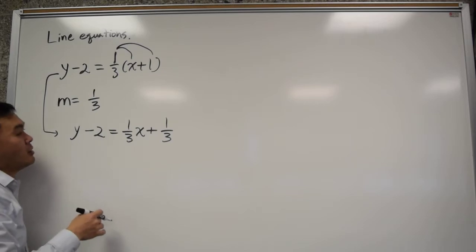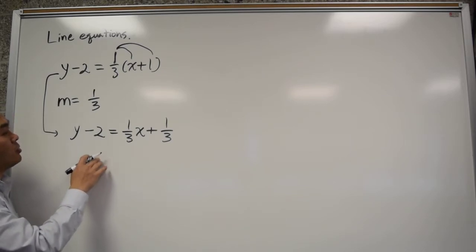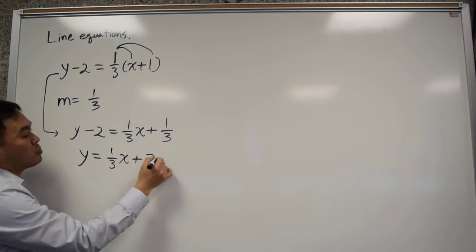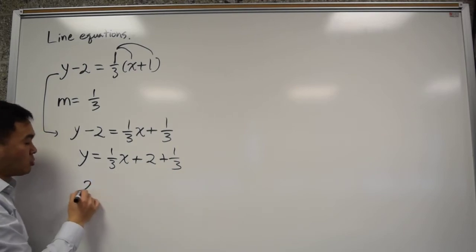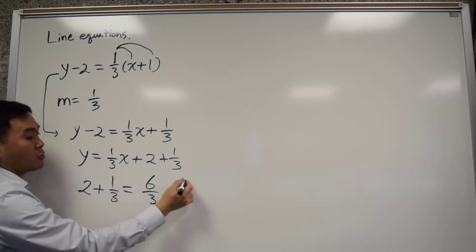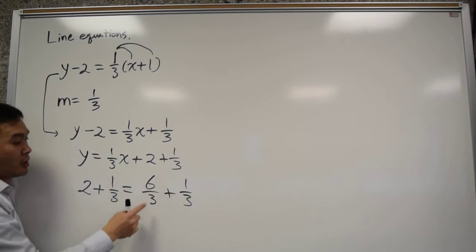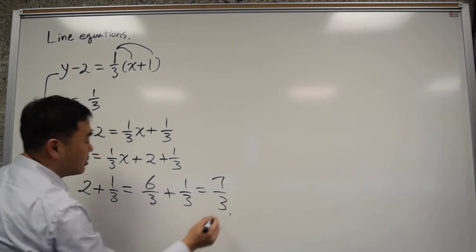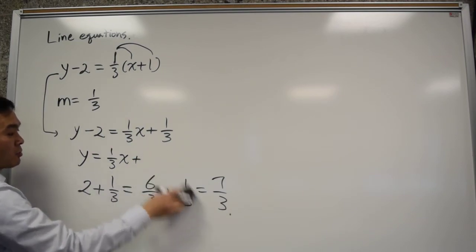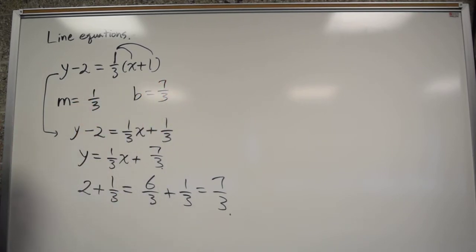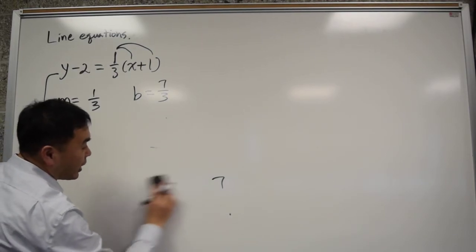All right. So you have that, and then you add 2 to both sides. So you have y equals 1/3 x plus 2 plus 1/3. Now, what is 2 plus 1/3? 2 plus 1/3 is 6/3 plus 1/3, right? 6 divided by 3 is 2. And because now they have common denominators, I can add the tops and you get 7/3. Therefore, your b is 7/3. That's your y-intercept.